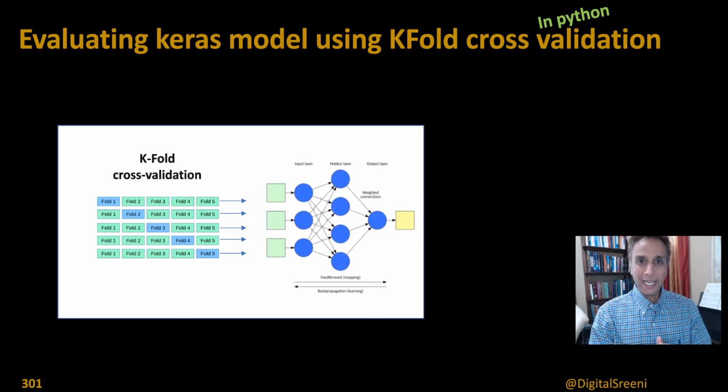Hi everyone, welcome back. In the last couple of videos, we looked at how we can use KFold cross-validation and also hyperparameter tuning for traditional scikit-learn models, support vector machines or random forest or any other traditional machine learning model. Now in this video and in the next one, let's see how pretty much the same concept can be applied for Keras-based models for neural networks.